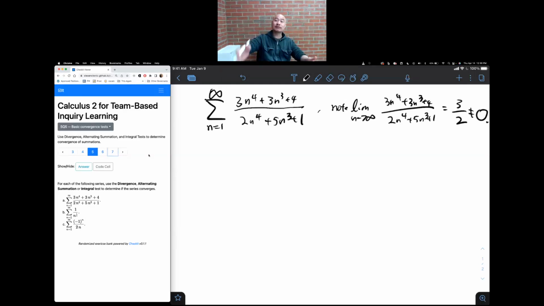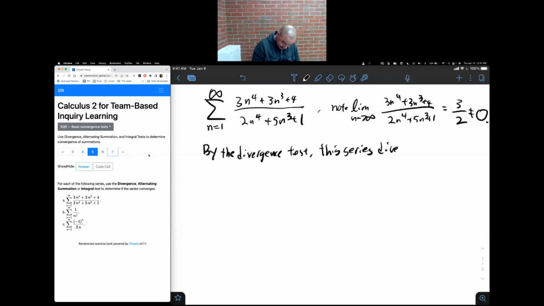Now, the summands converging to 0 is a prerequisite to a series converging. That's what the divergence test says. What this series does instead, in the long term, is essentially add 3/2 to itself repeatedly, and something like that could never converge. So, by the divergence test, this series diverges.